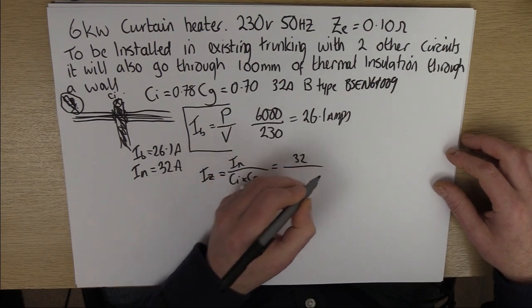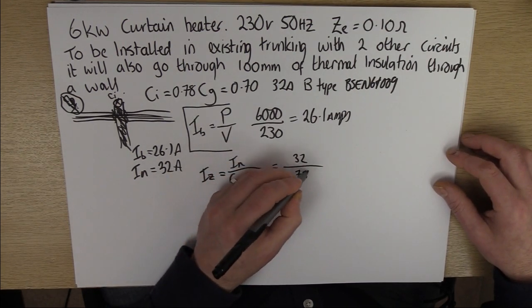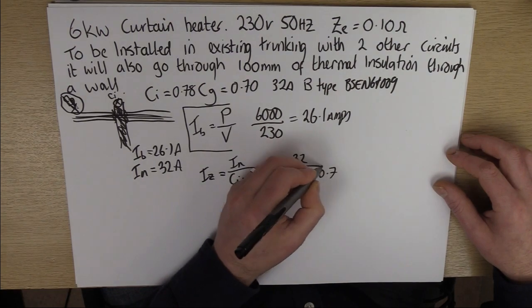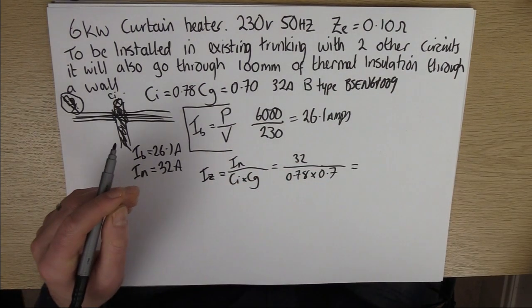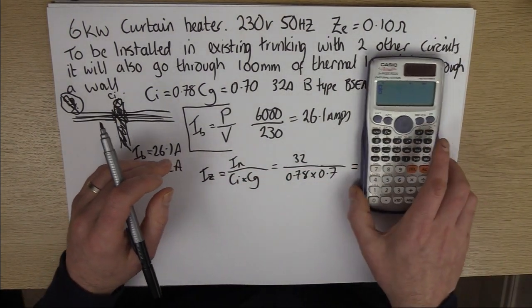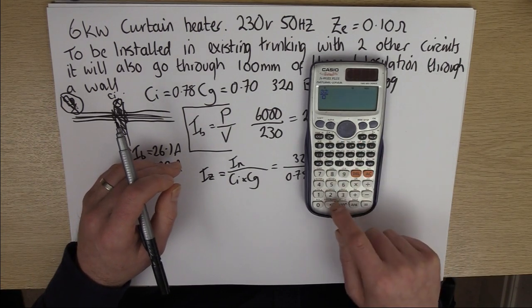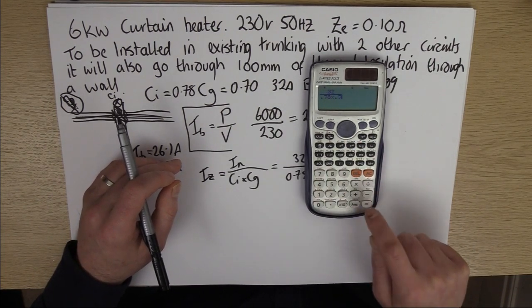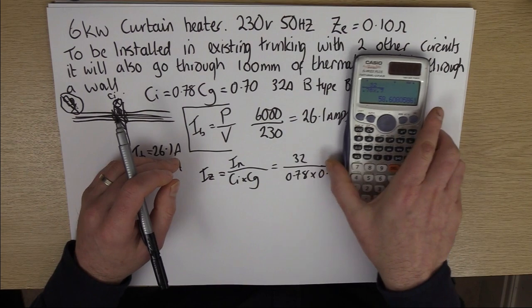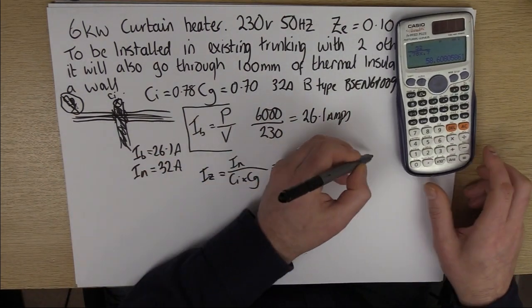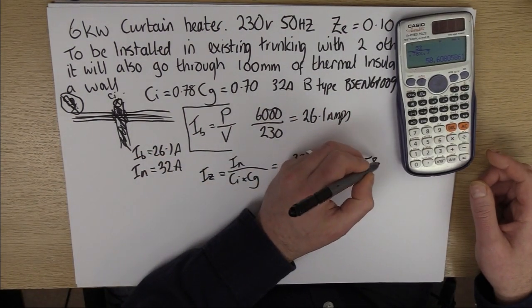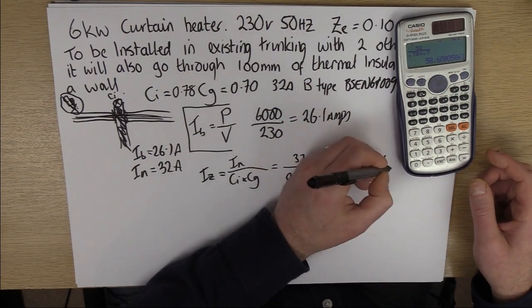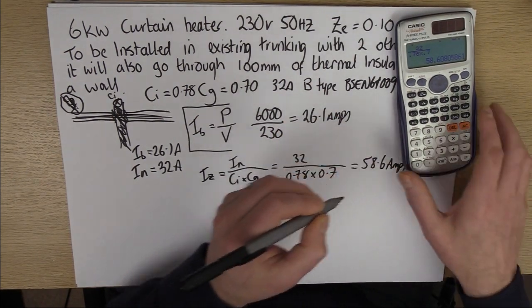So we've got 32.78 times 0.7, which gives us an IZ of probably quite a lot. 58.6. Wow, that's what it says.